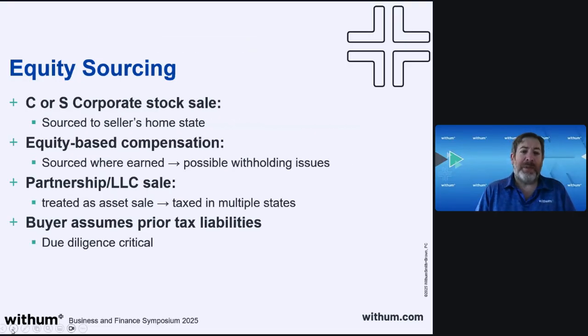So again, equity sourcing. So you're dealing with a C or S corporation stock sale. That is generally only sourced to the seller's home state or state of domicile. Again, there could be different rules for a C corp selling a subsidiary. But again, if you're dealing with individuals selling C or S corp stock, the general rule, the base rule, is that it only goes to their home state. In essence, it's really no different than if they sold Alphabet or Google or any other publicly traded company on an exchange.